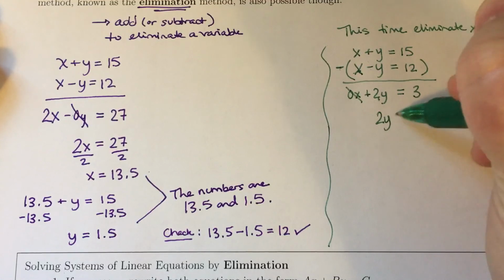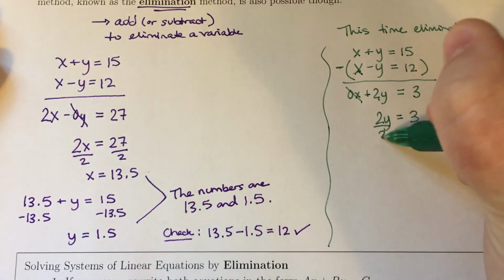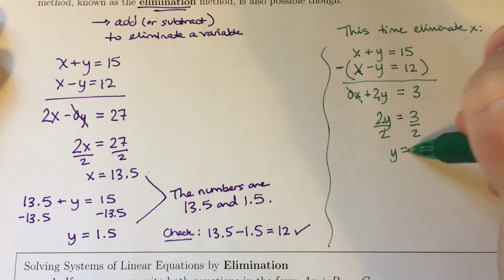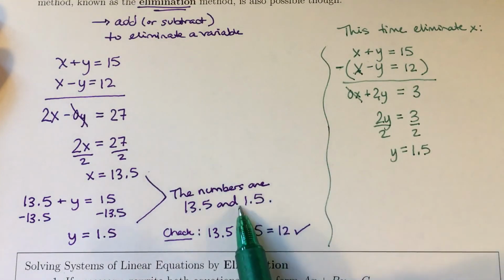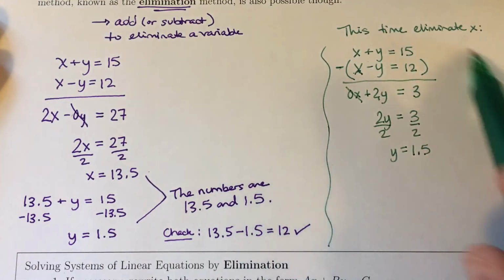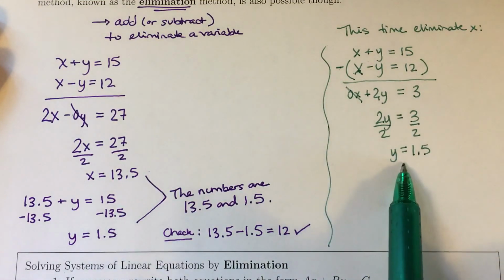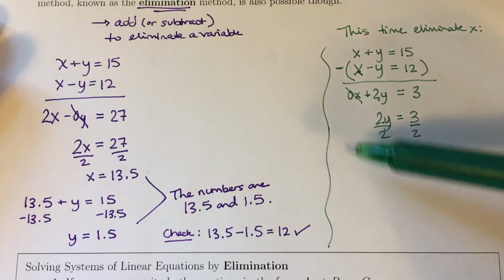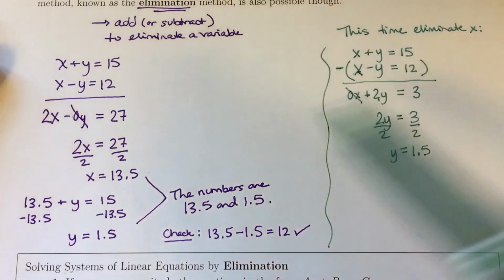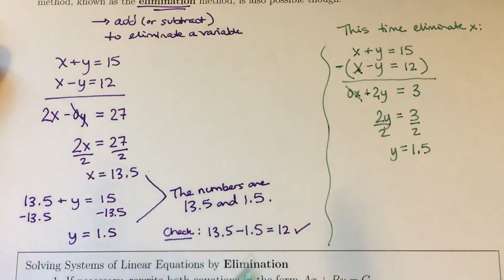So I just get 2y equals 3, divide both sides by 2, y equals 1.5. So that's the same answer. We could plug it back in and find x, but I just wanted to show us that you could find the same answer by eliminating either of the variables. There's not just one way to do it.